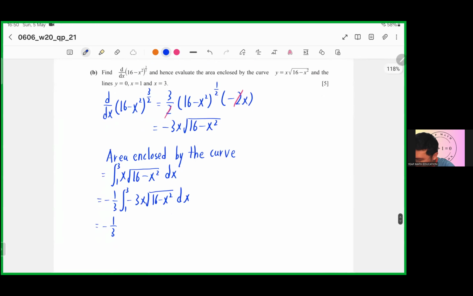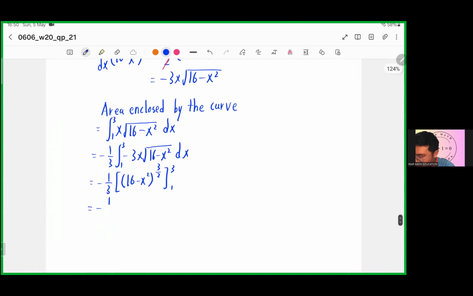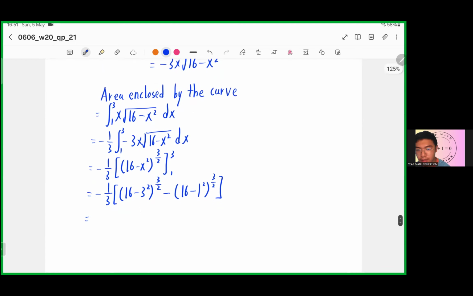After we integrate this part, because we already solved it, we can write (16 minus x squared) to the power 3 over 2, from 1 to 3. Negative 1 over 3, (16 minus 3 squared) to the power 3 over 2, and then minus (16 minus 1 squared) to the power 3 over 2. After that, negative 1 over 3, 7 to the power 3 over 2, minus 15 to the power 3 over 2. Okay, let's see what the answer is.